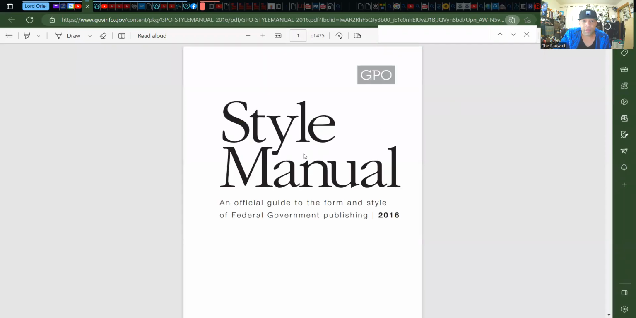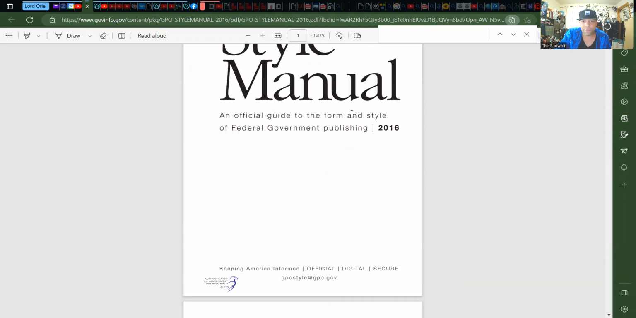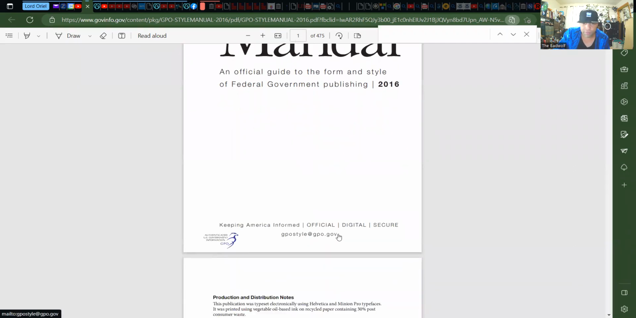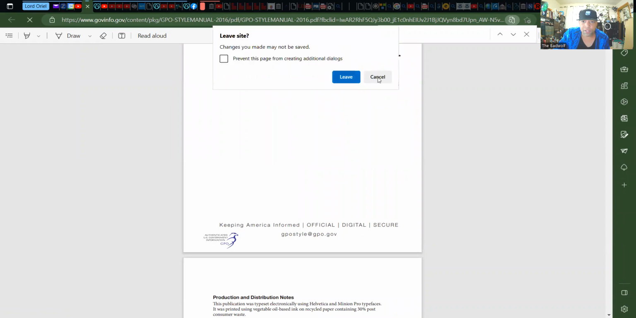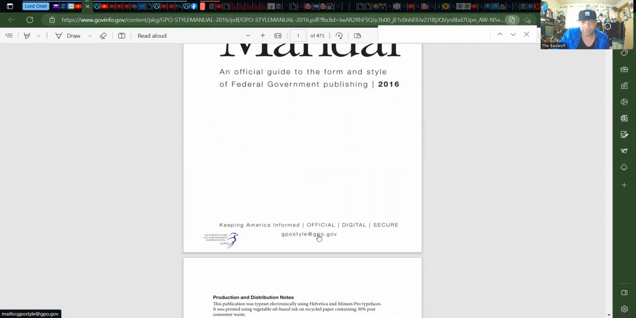We're going to be looking at the GPO style manual. People keep asking. GPO, the Government Printing Office. All right? So we're going to jump right over to it. The official guide to the form and style of federal government publishing. So everything that they know and do, if you have a question you want to ask them something specific, email them: GPOSTYLE@gpo.gov.